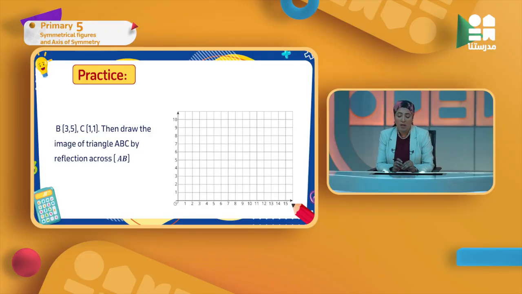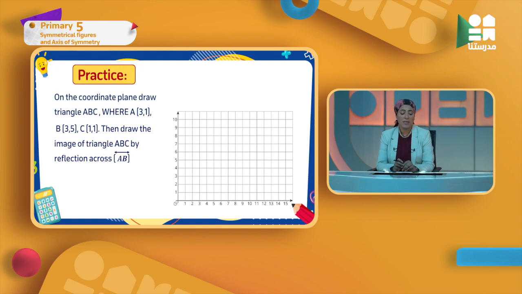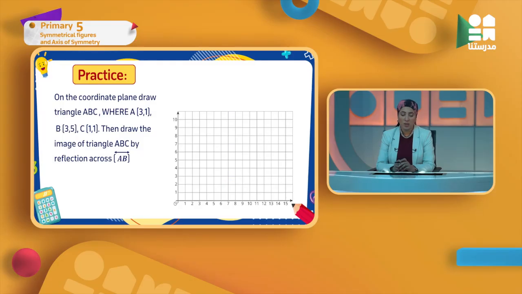Here on the grid, I want you to draw on the coordinate plane triangle A, B and C, where A is 3 and 1. The coordinates of point A are 3 and 1, the coordinates of point B are 3 and 5, the coordinates of point C are 1 and 1. We want you to draw the triangle with these points and their coordinates, and then I want you to draw an image of this triangle around the straight line AB.